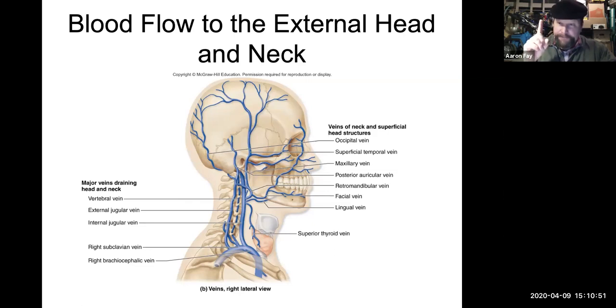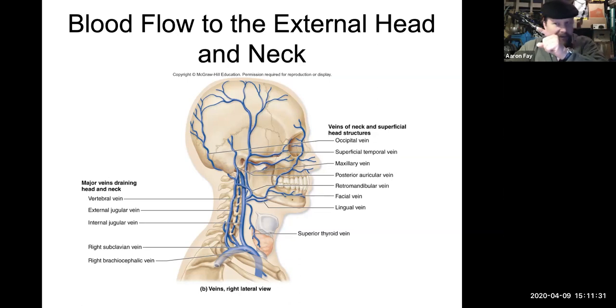Another important difference. I just got done telling you that the common carotid splits into external and internal carotid arteries. Here in the veins of the neck, the major vein that's draining the neck is going to be the jugular vein. There is no common jugular vein. Common jugular vein does not exist. We just have an internal jugular vein and an external jugular vein. Both of these are going to join in the area of the subclavian vein. So no common jugular vein.